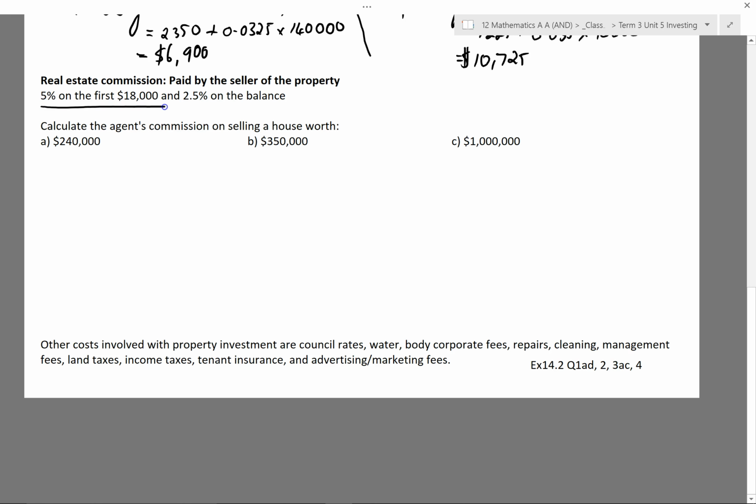It's calculated by 5% on the first 18,000 of the property price and 2.5% of the remaining balance. So if I'm selling a house which is selling for 240,000, I'll have to find the amount that's over 18,000. So I can calculate what amount I'll calculate 2.5% of. So in this scenario, 240,000 minus 18,000 gives me 220,000, and then I can go ahead and calculate the commission.